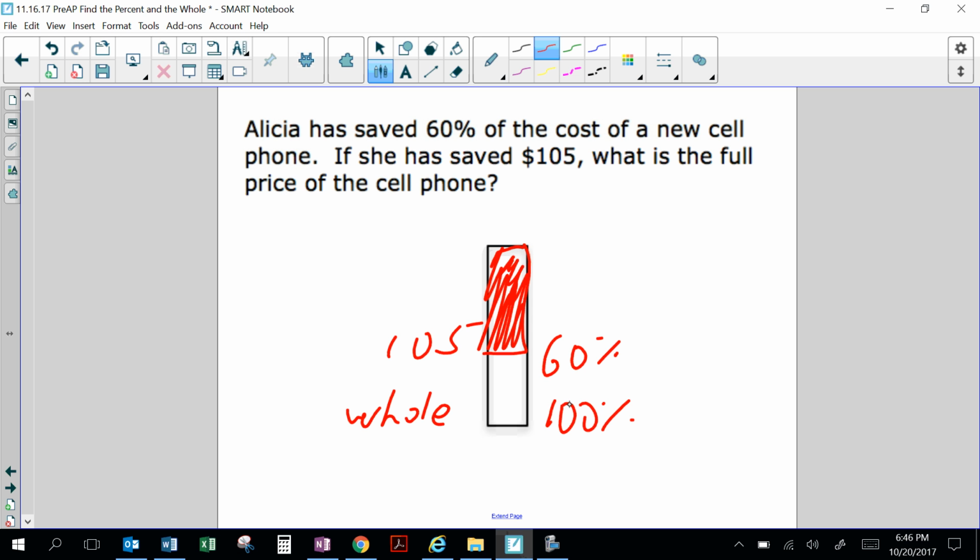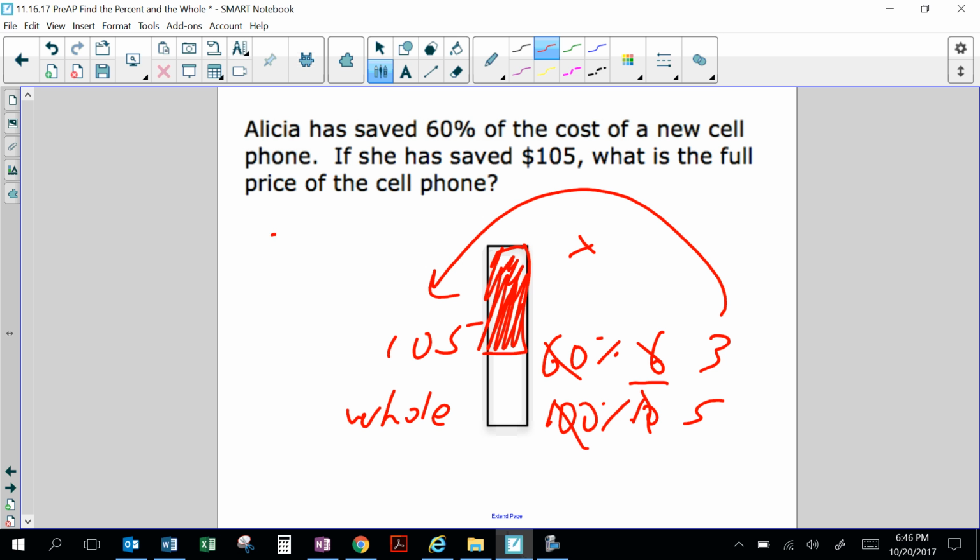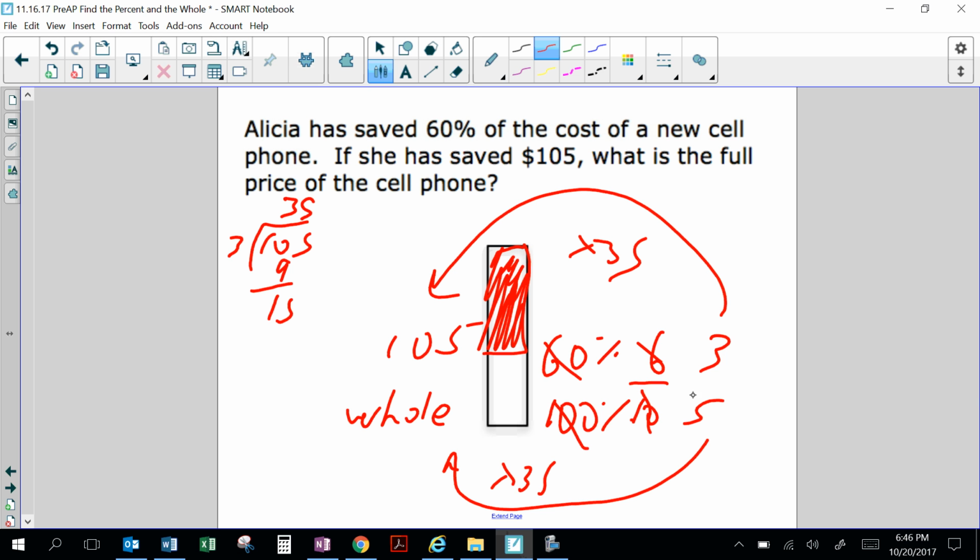Is there any relationship between up here or there? I think we're going to have to simplify this to 6 and 10. Then I think I need to simplify this again to 3 and 5. Can 3 even go into 105? It actually surprisingly does. 105 divided by 3 is 35. It's times 35, times 35. 5 times 35 is $165, the original price of the cell phone.